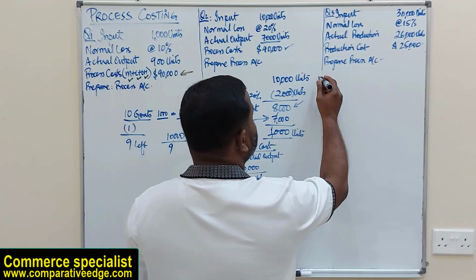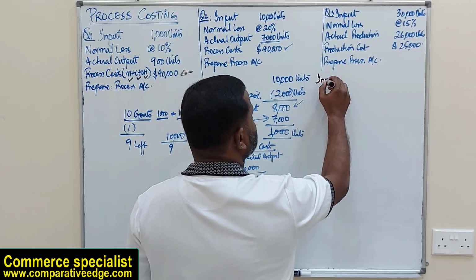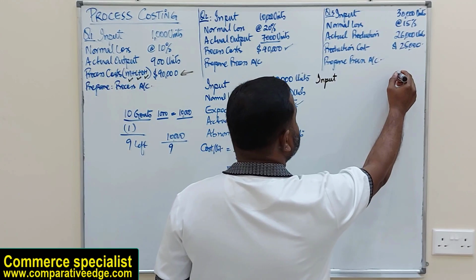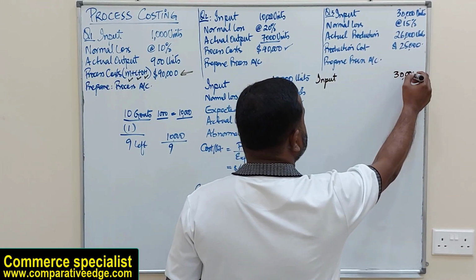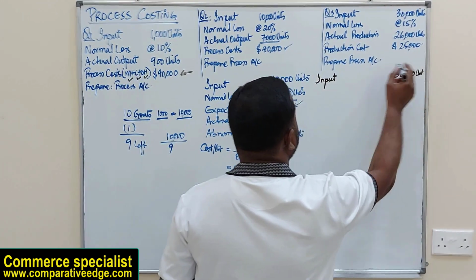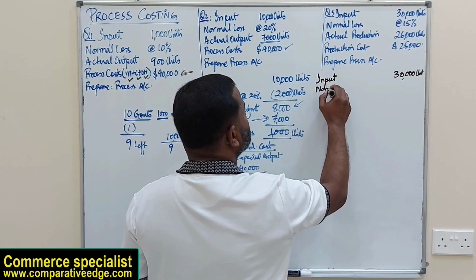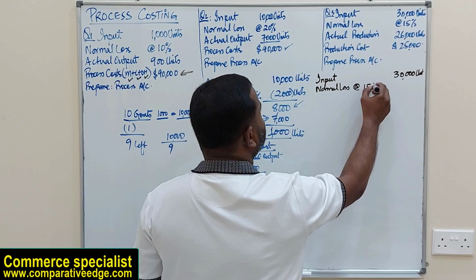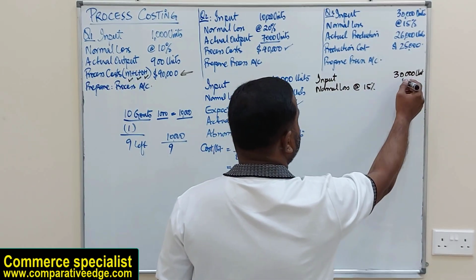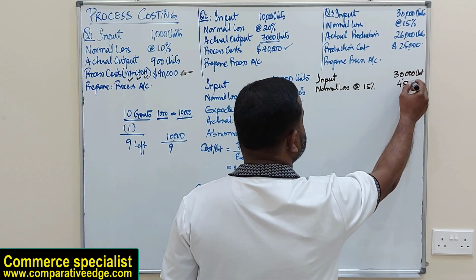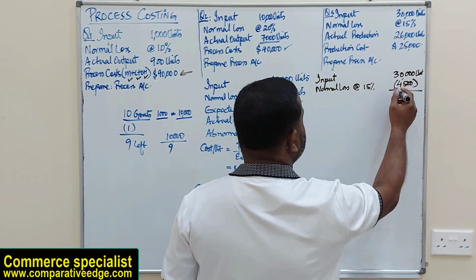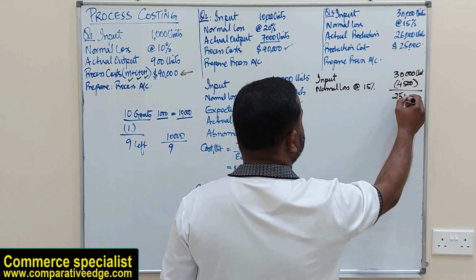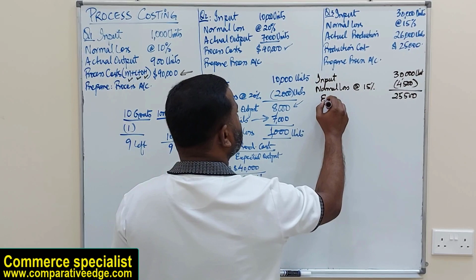So in question number 3, you start with input as always, 30,000 units. Your normal loss is expected at the rate of 15% of 30,000. That would be 4,500 units. When you minus, it will be 25,500 units. This is your expected output.